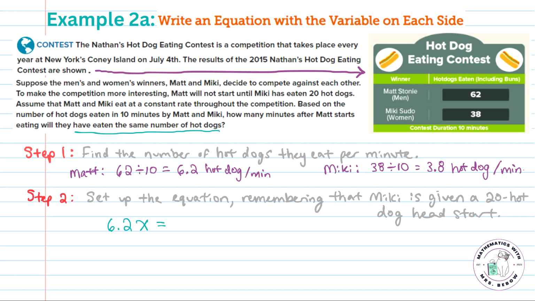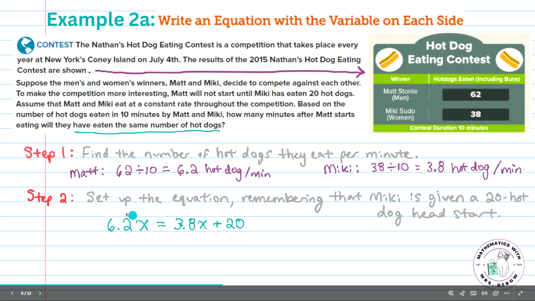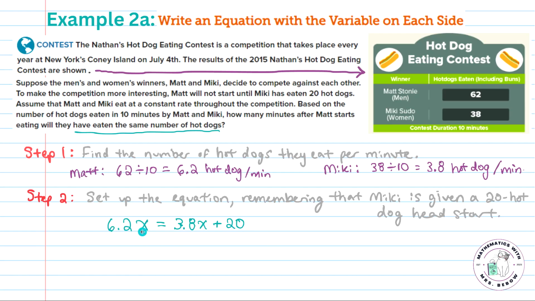x equals the amount that Mickey is doing, so 3 8/10 hot dogs per minute, plus the 20 that she's been given as a head start. Okay? And so that's my equation setup. So we have Matt's information over here on the left-hand side, his rate at which he eats these hot dogs equals the rate at which Mickey's eating her hot dogs plus her head start amount. And now we just solve.